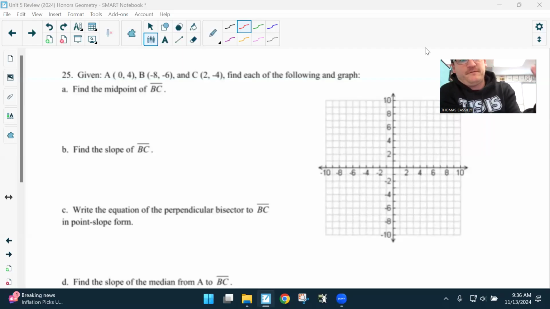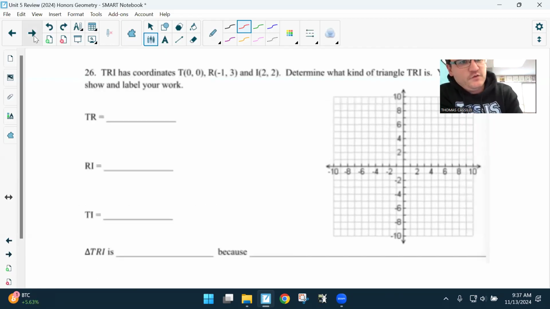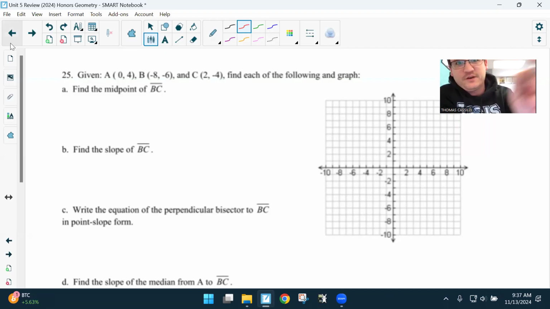All right, here we go. Unit 5 test review. This is the last page. I have about 25 minutes to do it before class starts. So let's see if we can do it. All right.